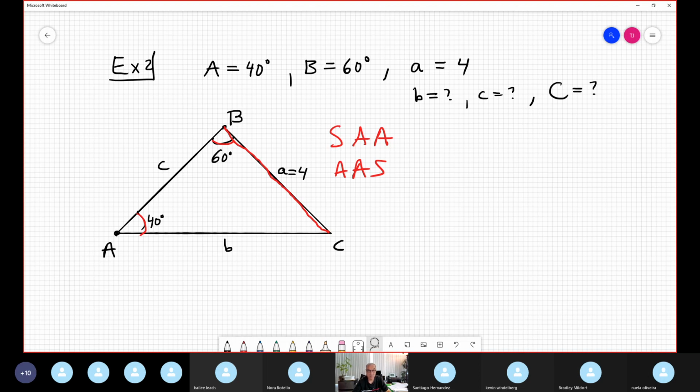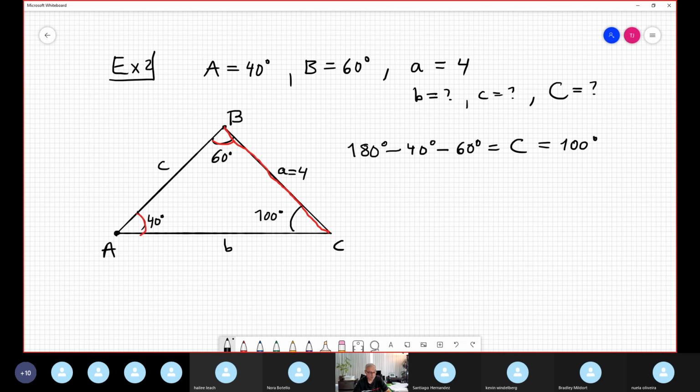Okay, how do you find the third angle? Easy. Is it 180 minus 40 minus 60, no? This is C. This is easy, as 80, no? Because 40 and 60 is 100. This is 100 degrees. This guy is 100 degrees.